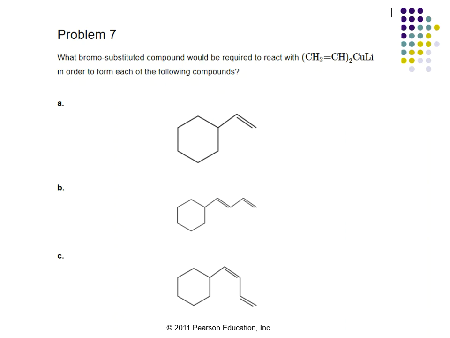Notice it just says, give me a brominated compound that would work, that would make this thing. That's all that it says. They're not giving you any other restrictions other than the fact, here is your Gilman. This is what you need to be using. So pause it. Write down the example problems for A, B, C. Try to answer them, and then hit play. And then come back and we'll talk about working and solving these three problems.